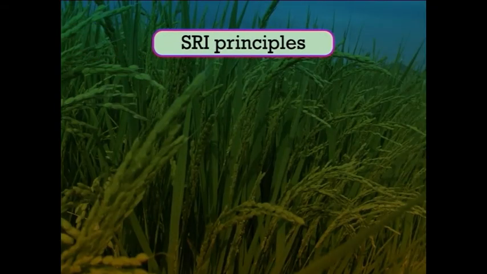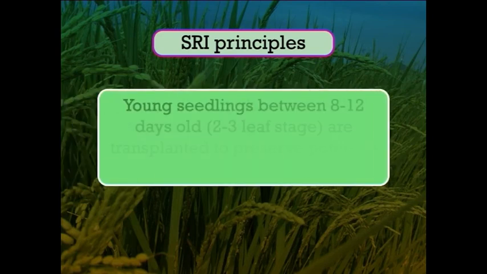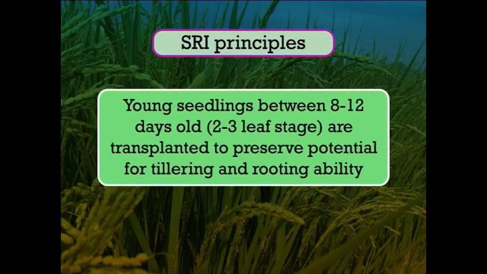SRI is not a technology but a set of simple ideas and principles that help to produce more productive and robust tillers. SRI is based on the following principles. First, young seedlings between 8 to 12 days old, that is at 2 to 3 leaf stage, are transplanted to preserve the potential for tillering and rooting ability.